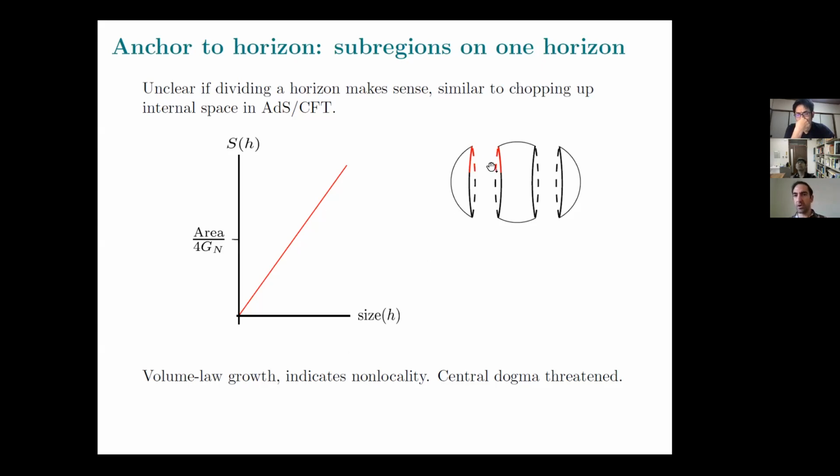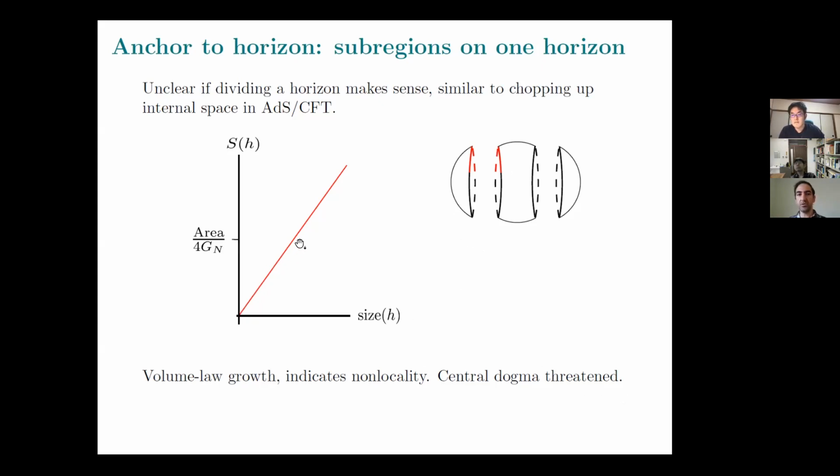And you get a volume law growth because it just grows with the size of the region itself, with a factor of two. That indicates non-locality, usually volume law growth. It either indicates you're in a thermal state or it indicates non-locality if you're in the vacuum. And in de Sitter, any state you pick is going to have this volume law, so it seems more indicative of non-locality. And the central dogma is threatened.